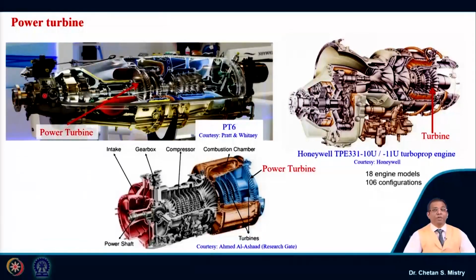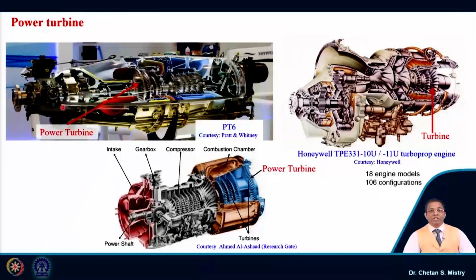Now, here one more important thing is that the gas coming out of the turbine will basically be used for the generation of thrust in the nozzle. We will discuss that when we come to the next component, the nozzle. So, some amount of work is extracted from this gas coming out from the previous stages of turbine, and that is utilized for rotation of our propeller.